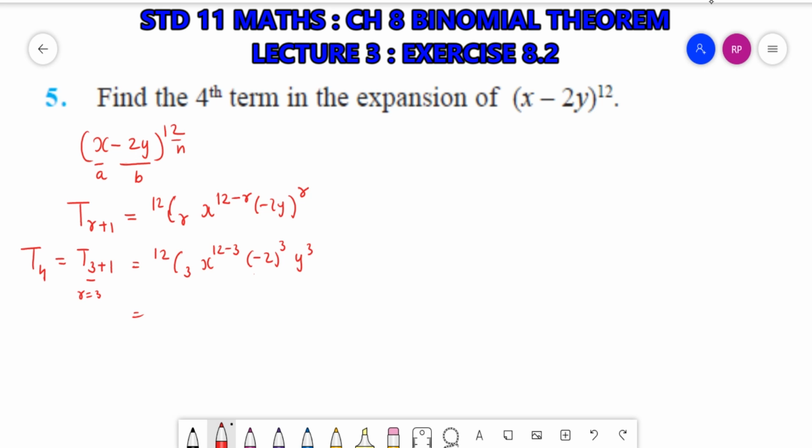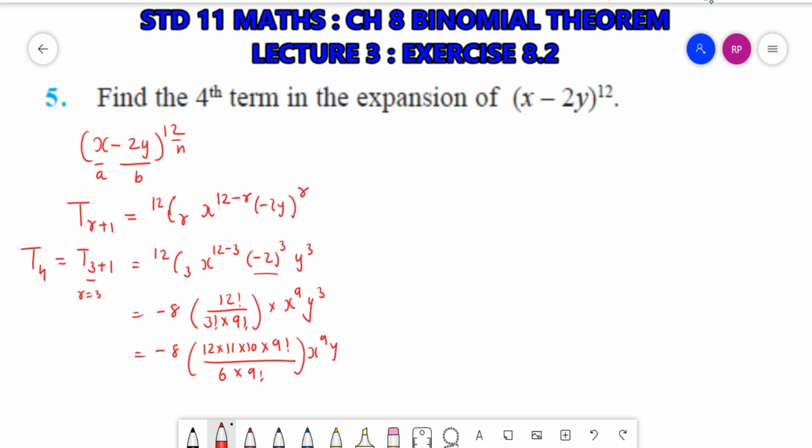Okay. So minus 2 raised to 3, that will be minus 8. I'm writing it first. 12C3, 12 factorial upon 3 factorial into 12 minus 3, that is 9 factorial. X raised to 12 minus 3, that is 9, and y cube. So minus 8 into 12 into 11 into 10 into 9 factorial upon 3 factorial, that is 6, into 9 factorial into x raised to 9 y cube.